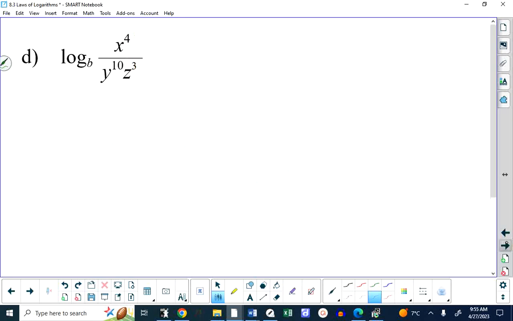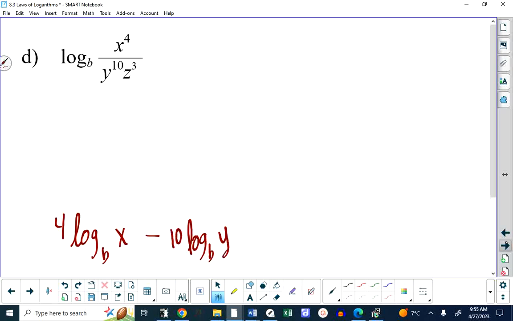D, log base b of that beast. I'll tell you what the biggest mistake is. People look at this and they go, well, it's going to be log base b of x to the 4, and I can move that 4 in front. And then I'm going to subtract for the denominator. The denominator is going to be a log base b of y to the 10, but I can move that 10 in front. And there's a product here, so I need to add the base b logarithm of z cubed, and I can move the 3 here.